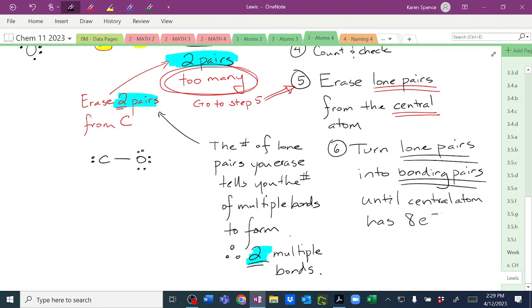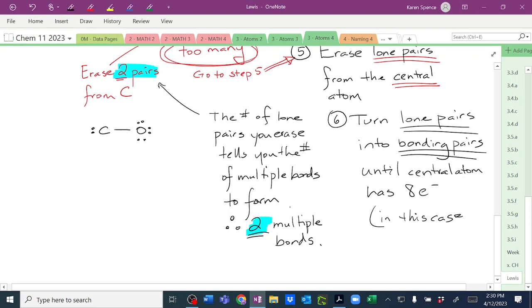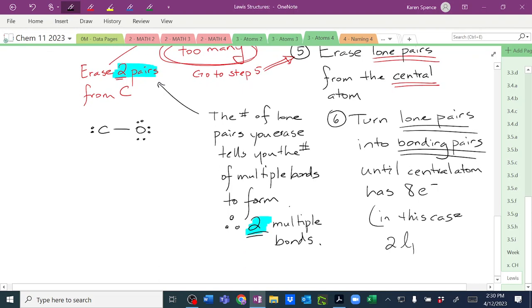Guess how many lone pairs we turn into bonding pairs in this case? Super hard. We had 2 pairs of electrons too many, so we erased 2 pairs of electrons. So how many lone pairs are we going to turn into bonding pairs? 2. 2 lone pairs, I'm just going to call them LP, go to 2 BP, bonding pairs.